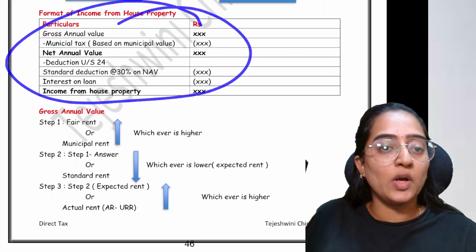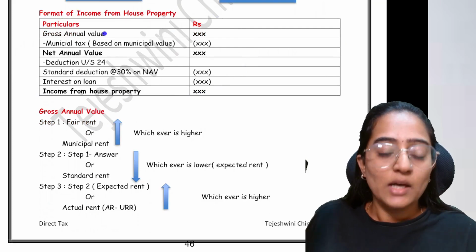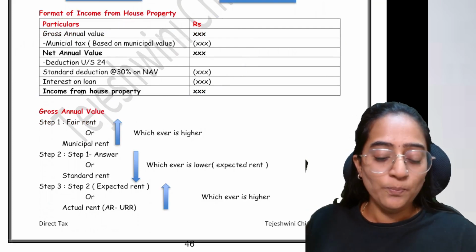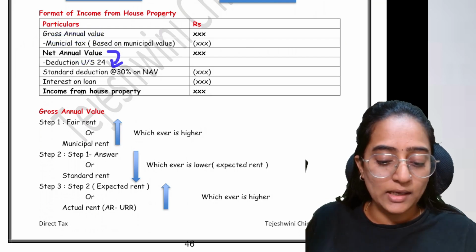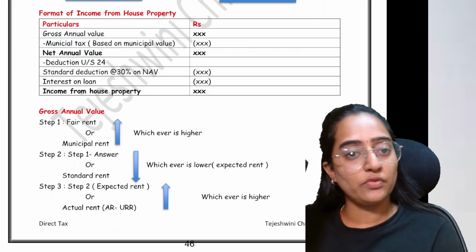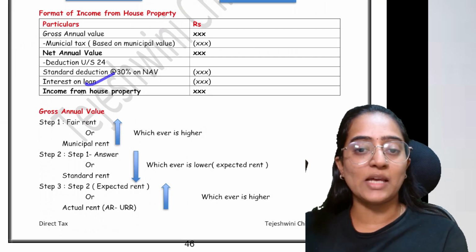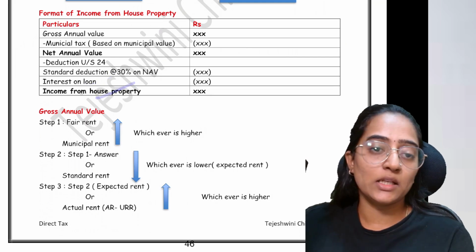Okay, the format of income from house property is very, very simple. Simplest chapter here. That is GAV, gross annual value. Municipal taxes will be deducted. You will get NAV. On that, you take section 24 deductions, that is 24A, standard deduction at the rate of 30%, and interest on loan under section 24B. And you will get the income from house property.